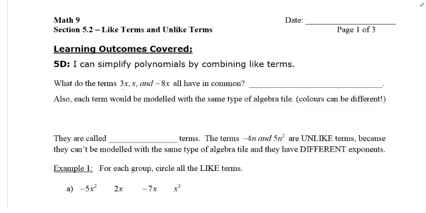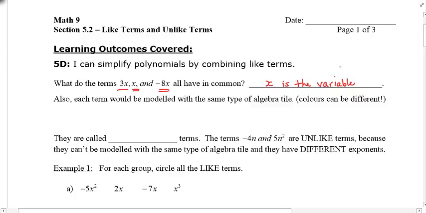Friends, we're back and it's section 5.2 today. I'm going to ask you to learn from this video how to simplify polynomials by doing something called combining like terms. So what in the world are like terms? What do these terms here, 3x, x, and negative 8x, all have in common? And if you said that x is the variable, you are correct.